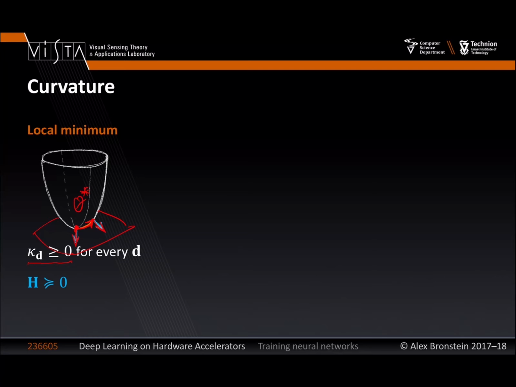Our curvature was defined as a quadratic form with the Hessian matrix at point theta star. Okay, it means that the quadratic form is non-negative in every direction, it means that the matrix is a positive semi-definite matrix, right? This is how positive semi-definite matrices are defined. It means that the Hessian basically has no negative eigenvalues, right? This is just the same statement made in the eigenbasis of the Hessian.